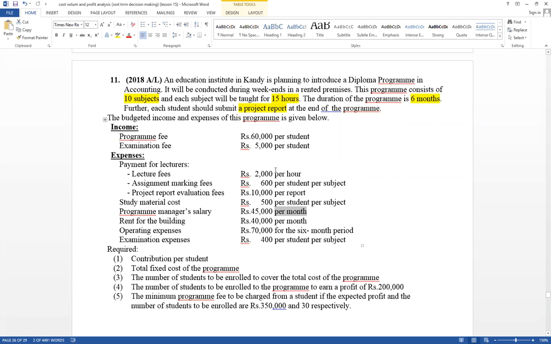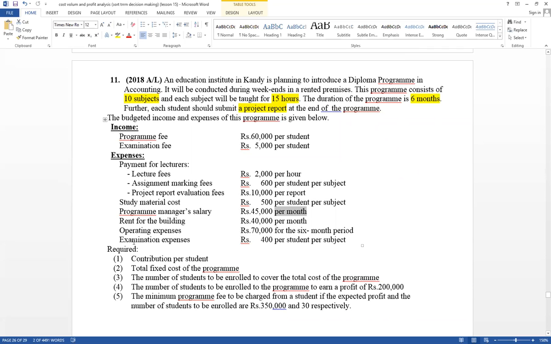Next one, operating expense: 70,000 for a 6 month period. It has been given directly. Think about it: sometimes information is given as a per month value. If it is a fixed cost, the total value should be calculated. But here operating expense is given as a total value for 6 months.